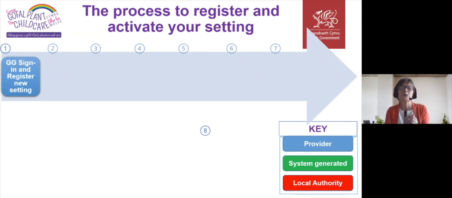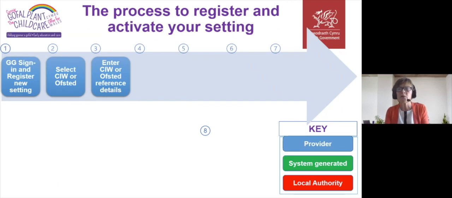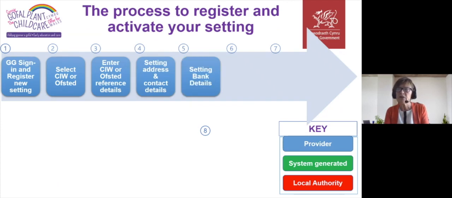The first step is to sign in with your government gateway, and then you would select the option to register your new setting for the Childcare Offer for Wales. You then let us know whether your setting is a CIW or an Ofsted setting. You'd enter the CIW or Ofsted reference details, and I'll mention more about the details when I take you through the step-by-step process now following on. Then you'd enter your setting address and contact details. Step five is to enter your setting bank details. At this point, I just need to let you know that the role of the lead owner or the setting manager for the setting itself would need to have the bank details, so the sort code and your account number.